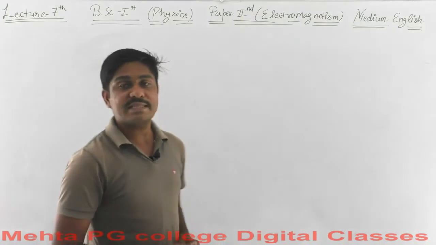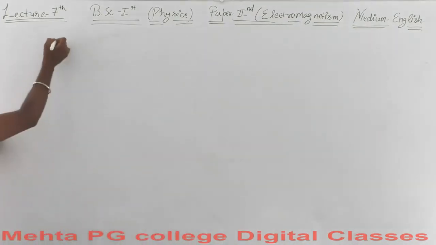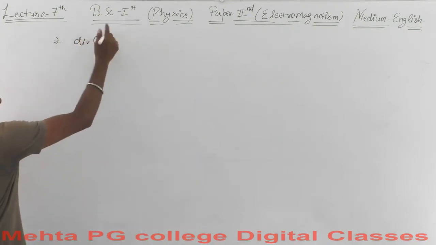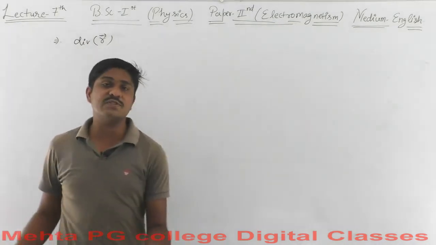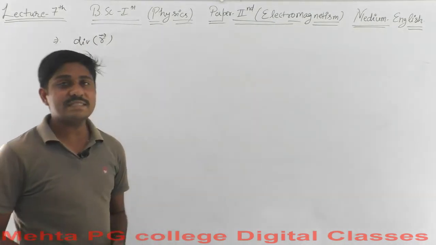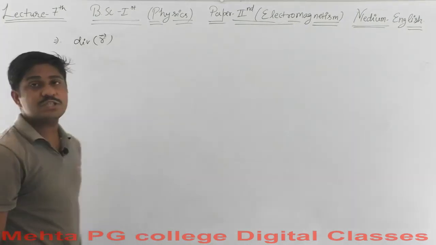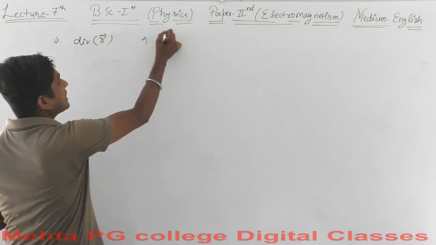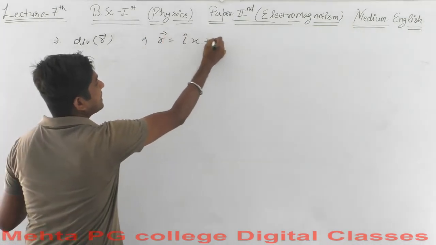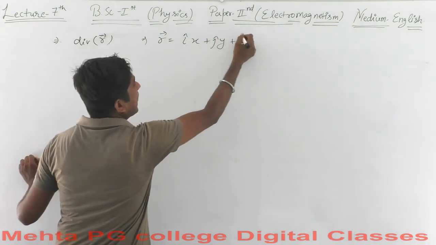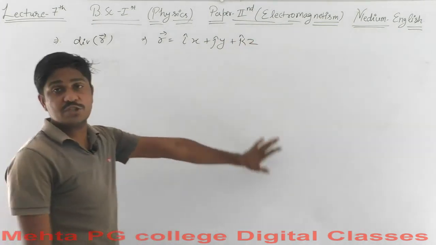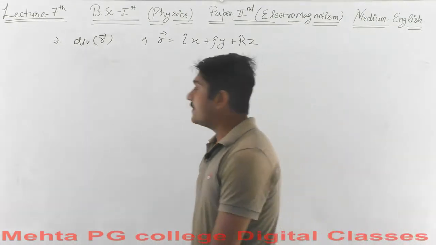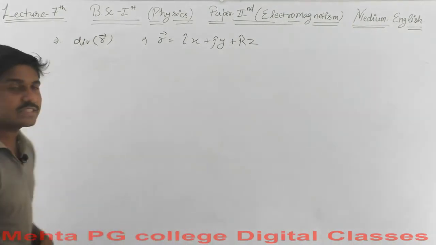So let's begin with the example, in which you are asked to find the divergence of a position vector. Many of the students know how to calculate divergence. So let's say, what is the position vector r? The value of position vector r is i cap x, j cap y plus k cap z. This is the position vector, and for this position vector we have the value of divergence.